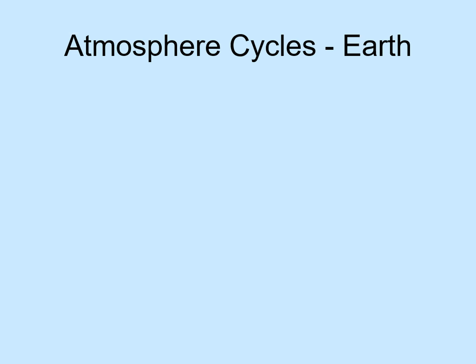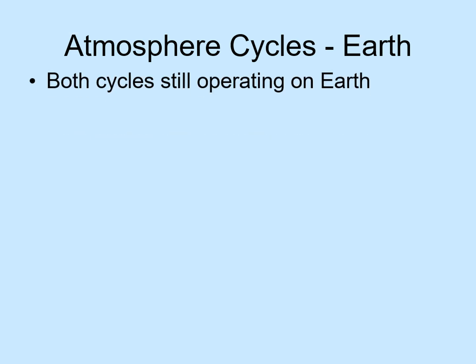So what about the Earth? We've used the Earth as our prototype example of both the water and carbon cycles working smoothly. But let's look more closely at what's going on here. The first thing to look at is where most of the Earth's carbon is.